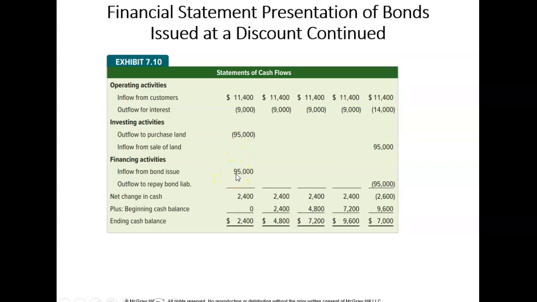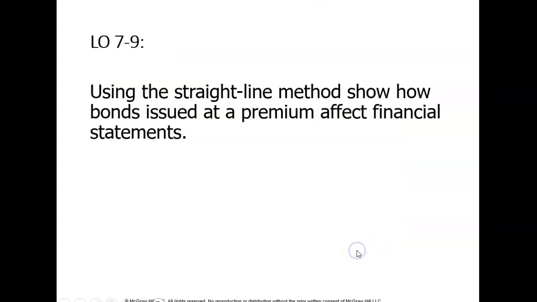That was an inflow. And then in year 5, we sold the land. That was an inflow on investing. And we paid off the actual bond. That was an outflow under financing. And this is showing our cash balance at the end of that 5-year period.